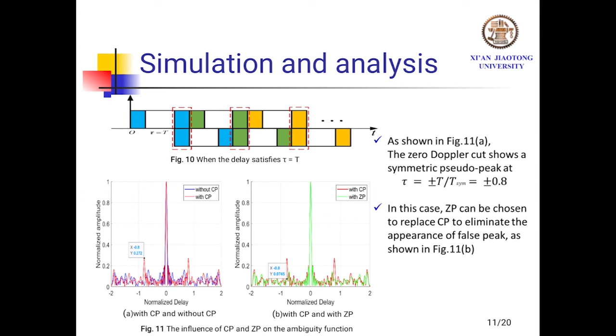As shown in figure 11a, the zero Doppler cut shows a symmetric pseudo-peak at the point where the delay tau is plus or minus 0.8. In this case, zero padding can be chosen to replace the cyclic prefix to eliminate the appearance of the false peak, as shown in figure 11b, obviously.